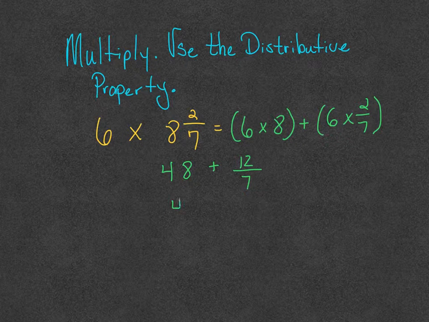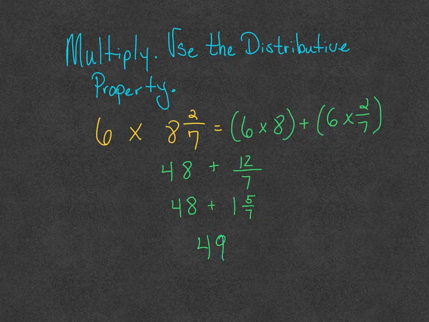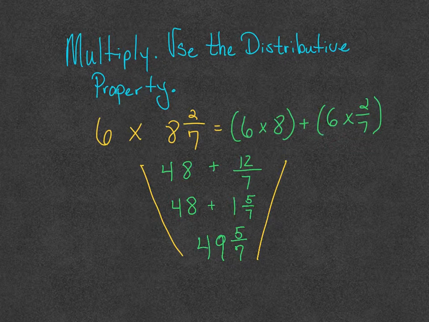So let's bring down our 48. We're setting up that nice funnel. We've got 1 whole in there, that's 7. And how many do we have left? We have 5/7 left over. So our answer is 49 and 5/7. Look at how nice that funnel looks to get to our answer.